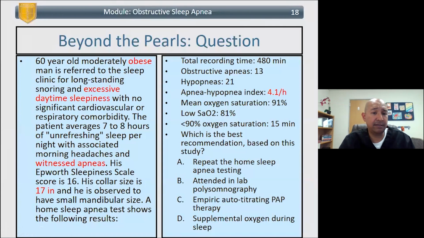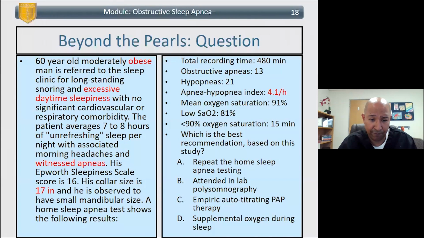So what about this: a 60-year-old moderately obese man is referred to the sleep clinic for long-standing snoring and excessive daytime sleepiness. The patient has no significant cardiovascular or respiratory comorbidities. The patient averages 7 to 8 hours of unrefreshing sleep per night. That's associated with morning headaches and witnessed apneas. His Epworth is 16, which is elevated.